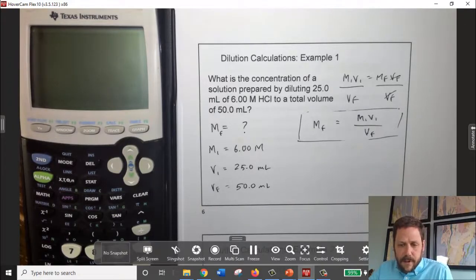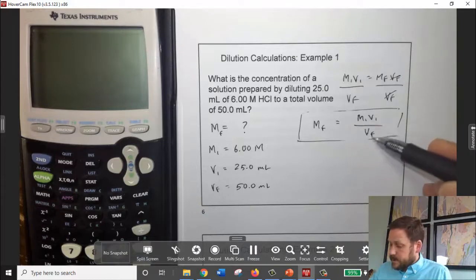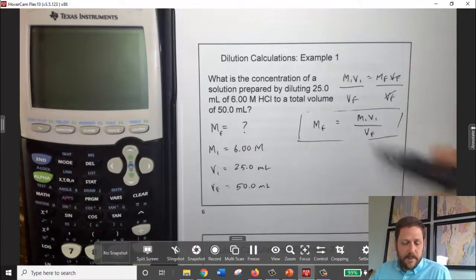Now I can go ahead and solve for molarity. And notice when I solve for molarity here, I've got a volume in milliliters and a volume in milliliters. Milliliters will cancel, and I'll be left with a molarity.